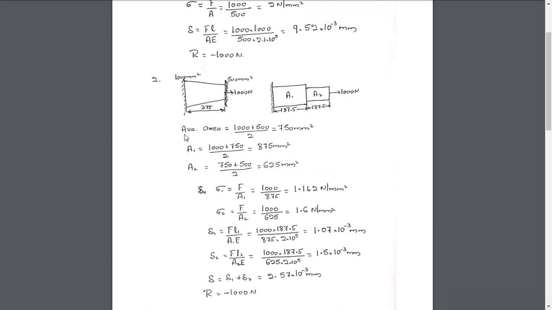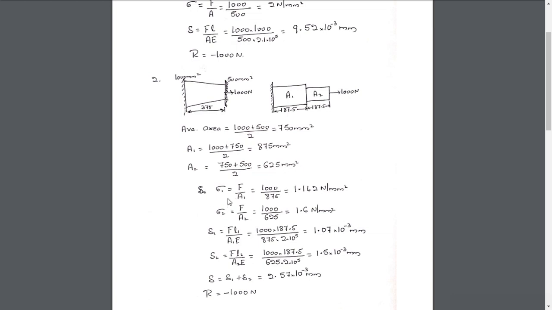To convert that, first let us find the average area. Area at this end is 1000, area at this end is 500. 1000 plus 500 by 2, I get 750. This is the average area. Therefore, I'll find the area of the first element. Area 1 is equal to 1000 plus 750 by 2, I get 875. Next, area 2 is equal to 750 plus 500 by 2, which gives the area of the second element, 625 millimeter square.